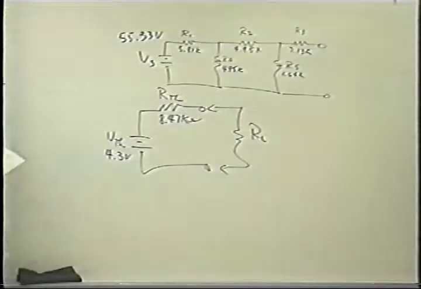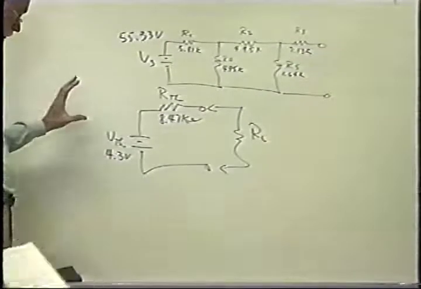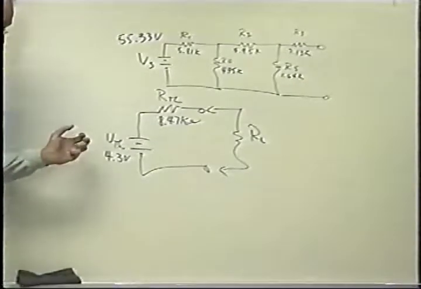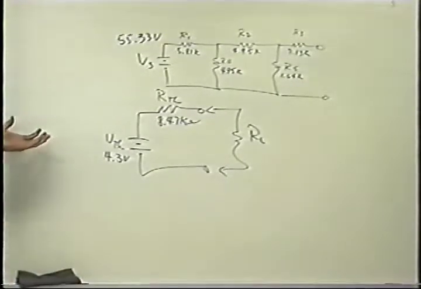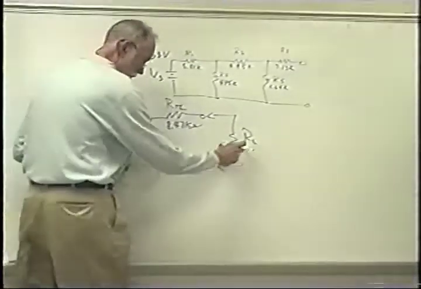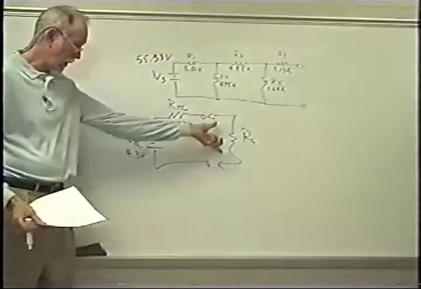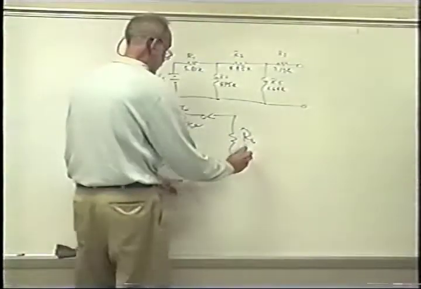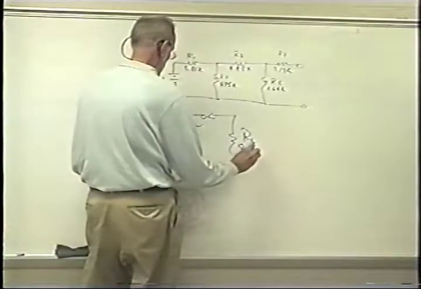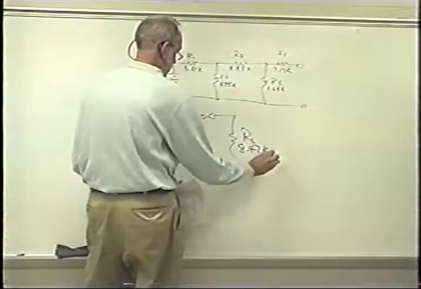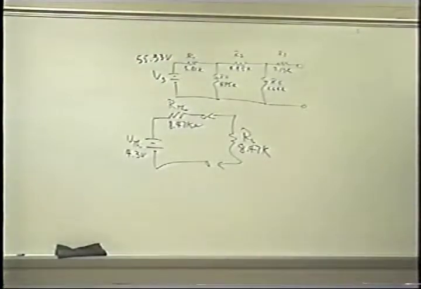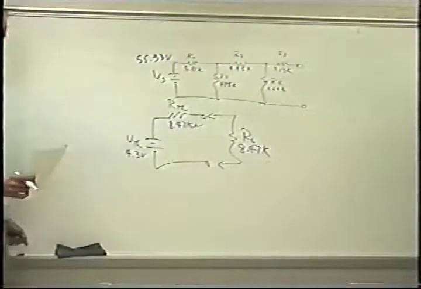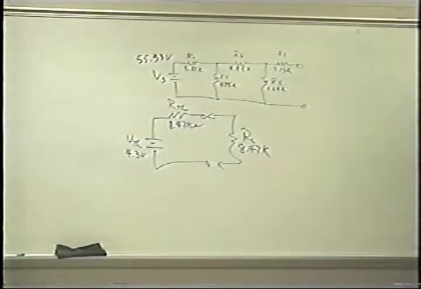Let's look at this a little bit with respect to some information that we know. We know that the voltage divider rule can be used to find the voltage across the load resistance. Well, if RL equals RTH, that means that the load resistance is also going to be equal to 8.47 K when we are delivering maximum power to the load, because that's what the maximum power transfer theorem says.